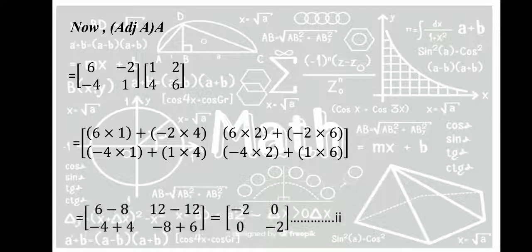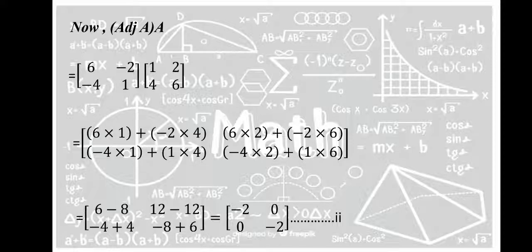So the matrix will become: 6 multiplied by 1 is 6, minus 2 multiplied by 4 is minus 8, 6 multiplied by 2 is 12, plus minus 2 multiplied by 6 is minus 12. Minus 4 multiplied by 1 will become minus 4, plus 1 multiplied by 4 is 4, minus 4 multiplied by 2 is minus 8, and 1 multiplied by 6 is 6.